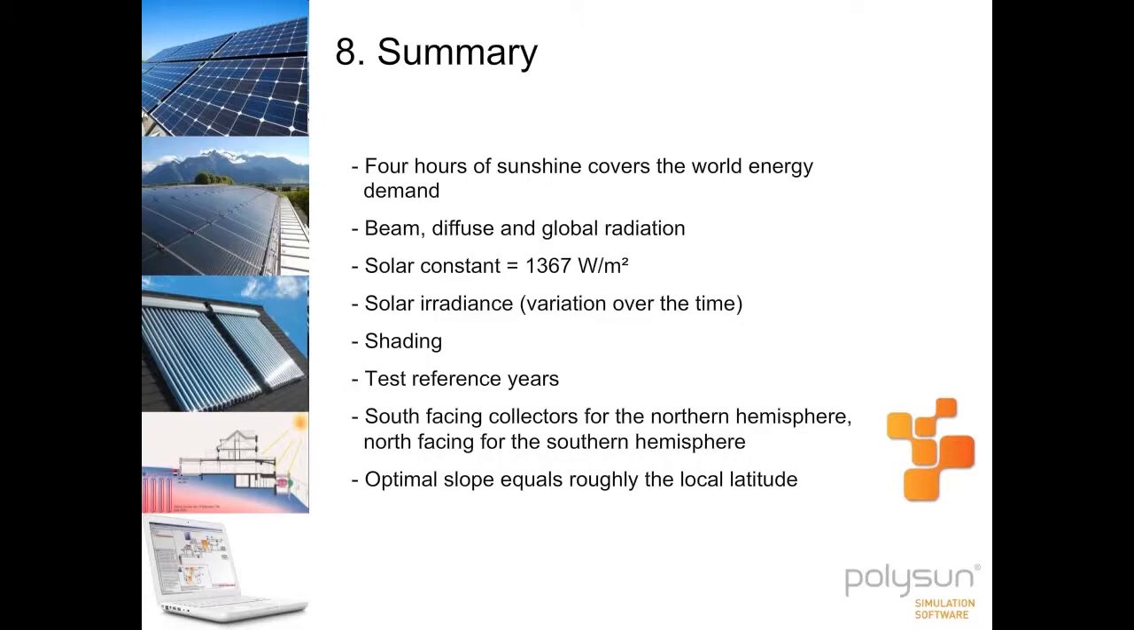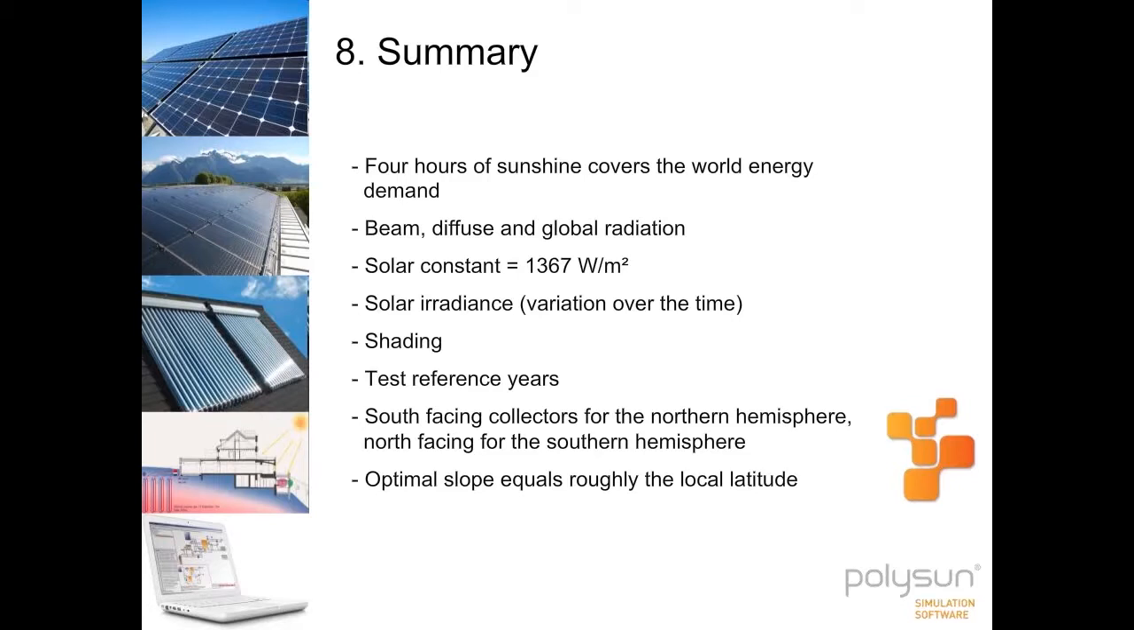Okay, now it is time to summarize the most important points of the lecture. You learned that 4 hours of sunshine can cover the complete world energy demand. As well, you learned that the global radiation is the sum of beam and diffuse radiation. A figure you should have in mind is the solar constant. It equals 1367 watts per square meter. About the solar radiation, it is good to know that it varies over the time and that it depends on the local latitude. Shading and weather have a main impact on the solar yield.